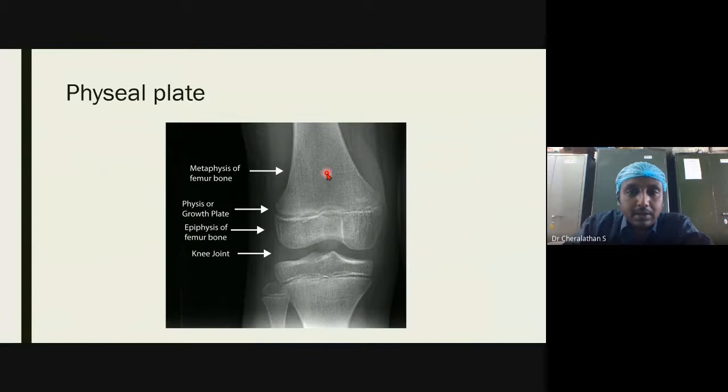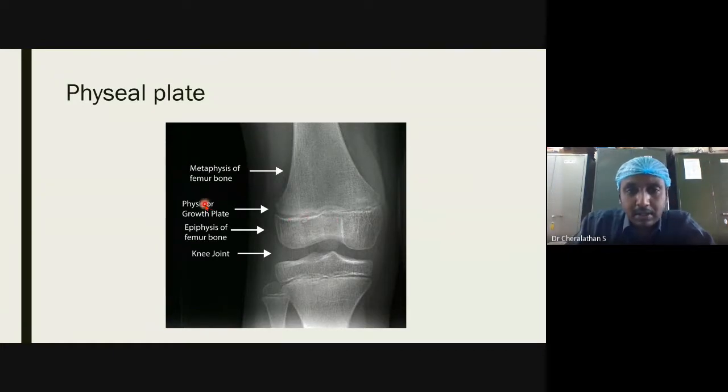Right. So this region where the epiphysis meets the diaphysis, we call it the metaphysis. Hope you all know this already. And this end of the bone is the epiphysis. Now there is a radiolucent area in between these two. This is the growth plate, or we call it the physis. Epiphysis is sitting on the physis. Metaphysis is next to the physis. That is how they get their name, right?